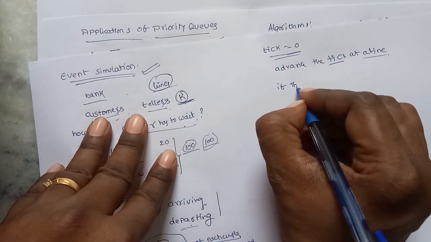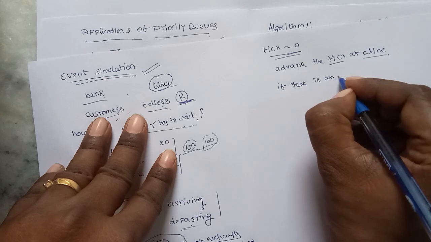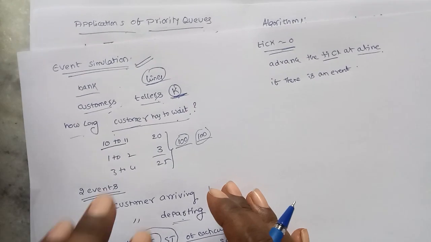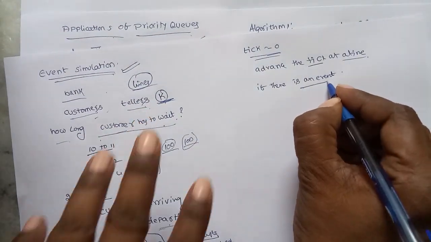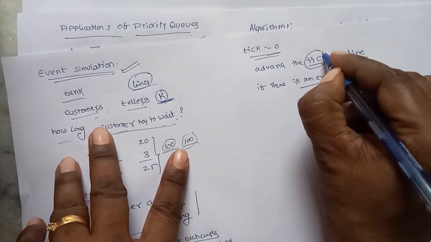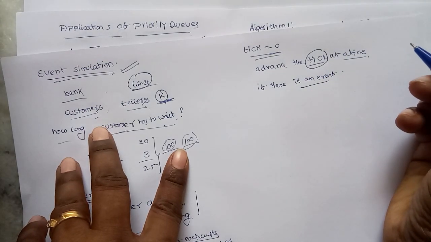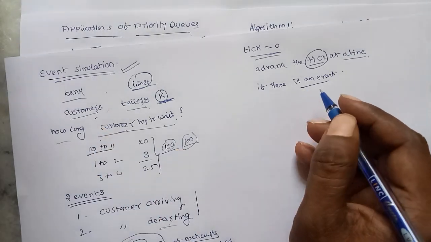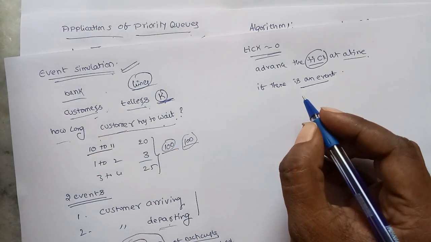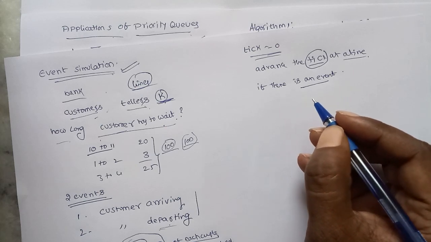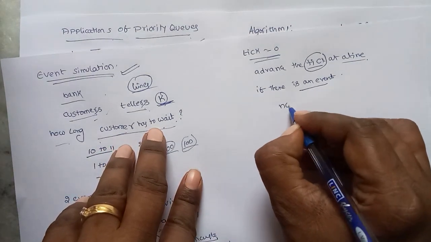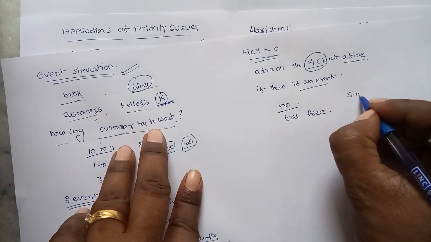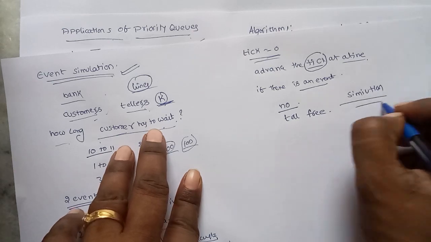If there is an event, that is, we have two events, either customer arrival or customer departure. If an event occurs, the tick value is incremented by 1. When there are no customers in the line and all the tellers are free, we stop the procedure. We have no customer and all tellers are free. Then the simulation is completed.